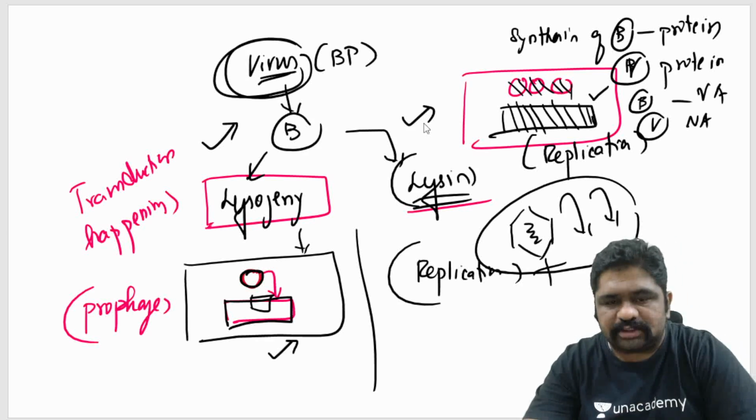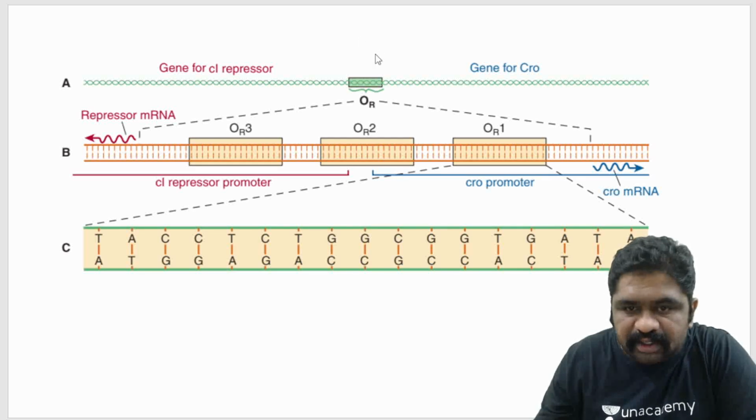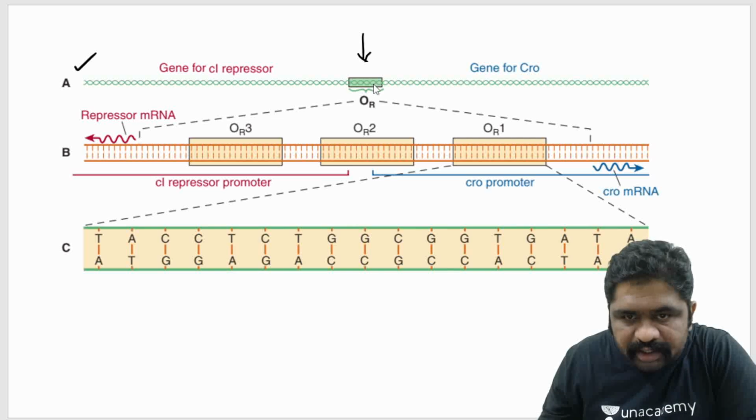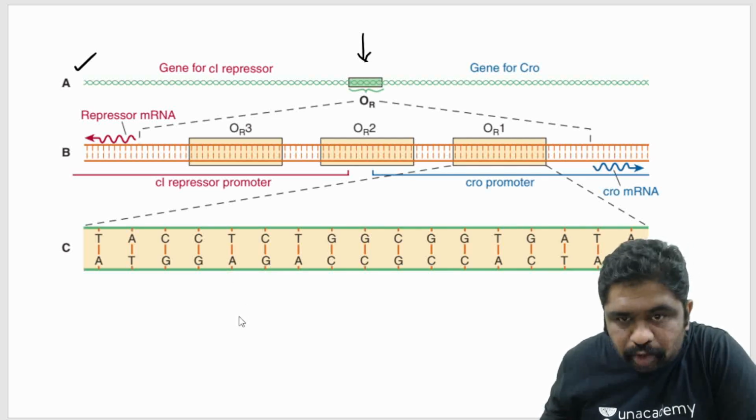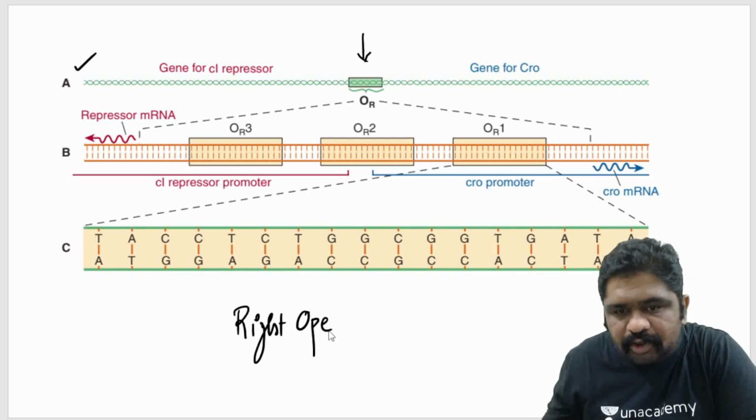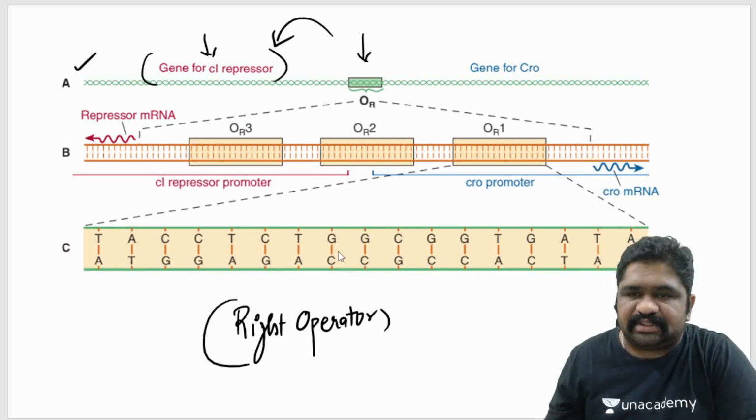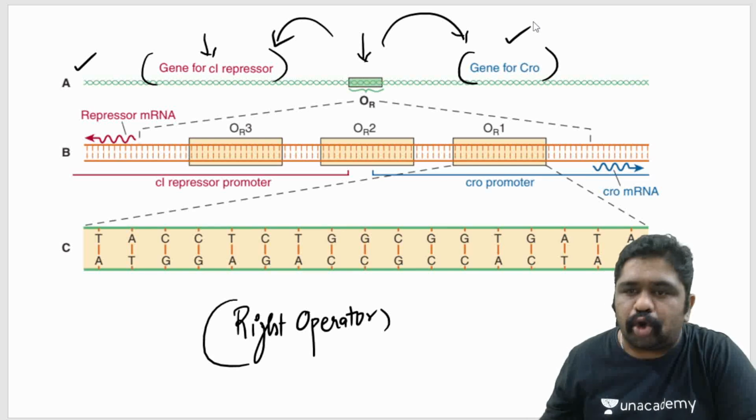Here you'll have a concept called the molecular switch. As from the standard textbook, let's look at this particular zone. The whole area is a chromosome. You're looking at a small area of the genome, which is referred to as the right operator. To the left side of the right operator, you have the gene for CI repressor. On the right side of this, we have the gene for CRO.